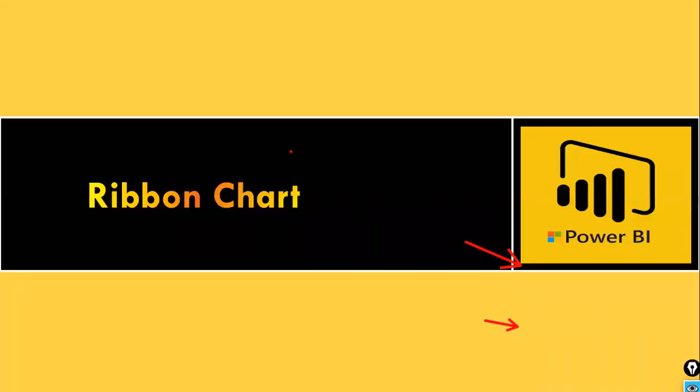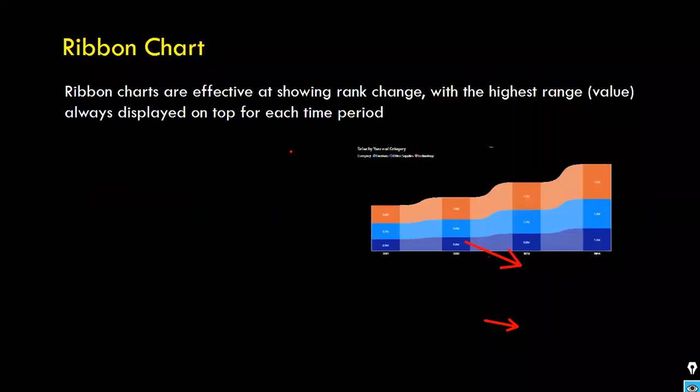Next, we will jump into exploring an interesting chart, the ribbon chart. In ribbon charts, you can quickly discover which category has the highest rank. In the case of a ribbon chart, you can see the rank, and also find the change in the rank, with the highest range value always displayed on top for each time period.